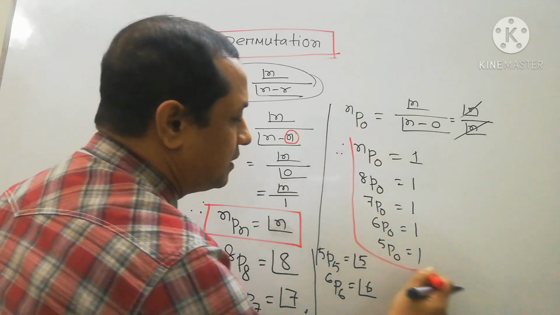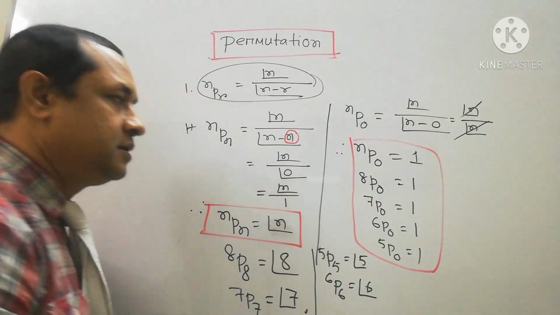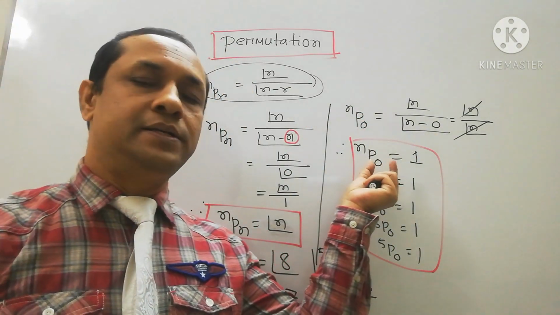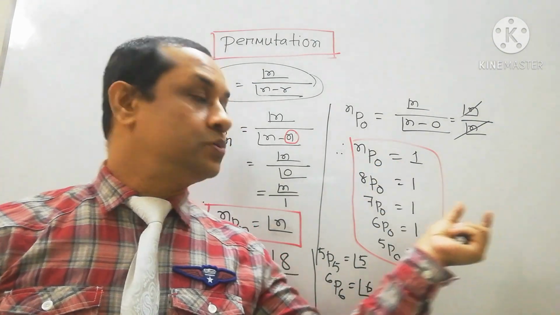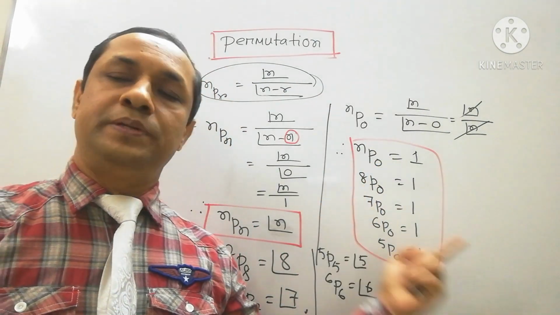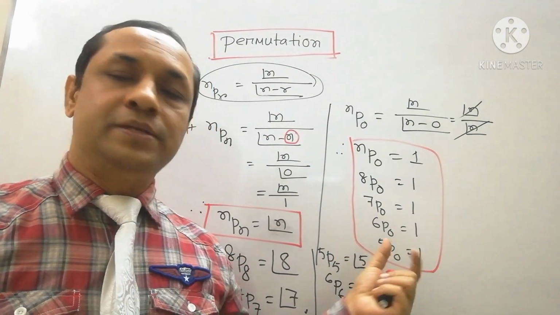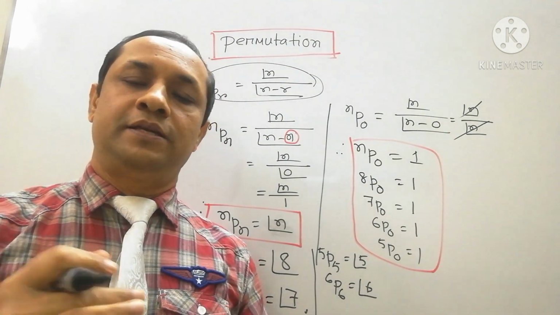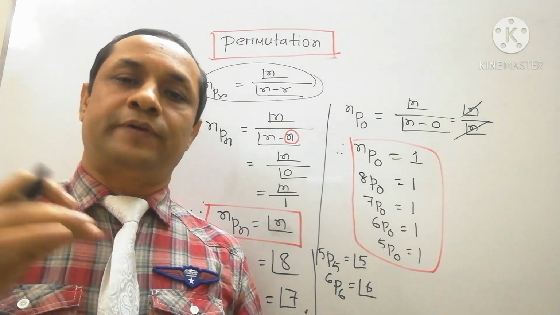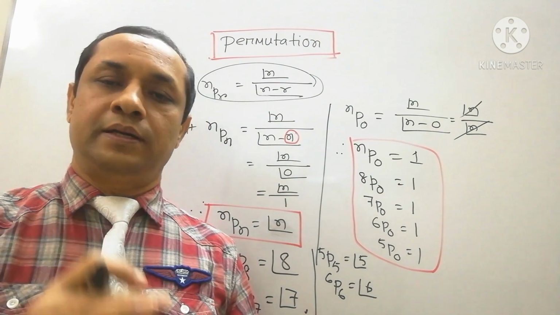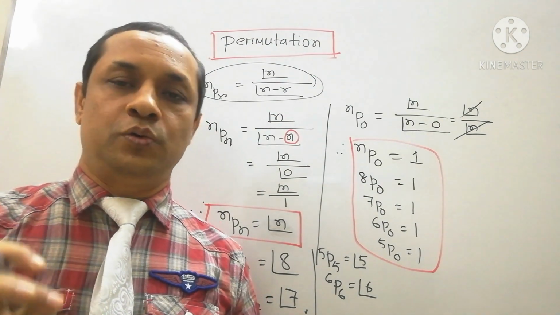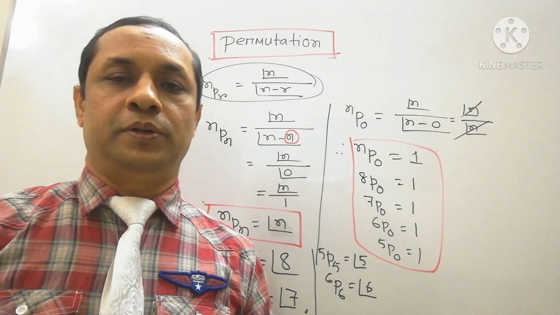So similarly, and so on. Student, attention please. nP0 equals 1. Similarly 8P0 equals 1, 7P0 equals 1, 6P0 equals 1, 5P0 equals 1, etc. I hope, student, you are clear.